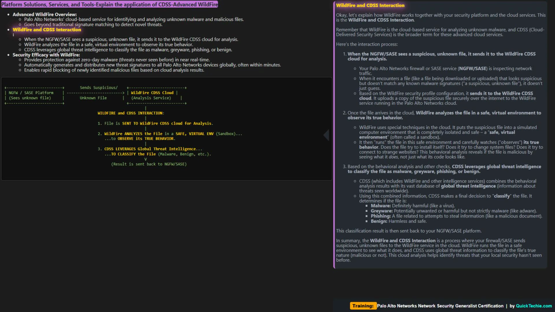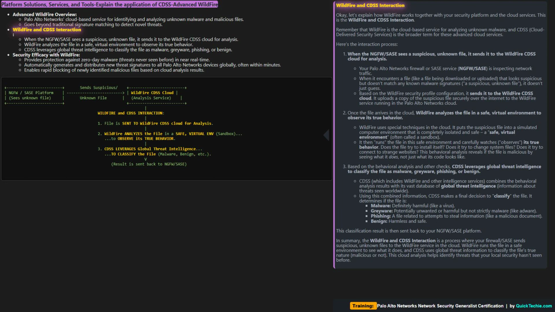When the NGFW, SASE sees a suspicious, unknown file, it sends it to the WildFire CDSS cloud for analysis. Your Palo Alto Networks firewall or SASE service, NGFW, SASE, is inspecting network traffic. When it encounters a file, like a file being downloaded or uploaded, that looks suspicious but doesn't match any known malware signatures, a suspicious, unknown file, it doesn't just guess. Based on the WildFire security profile configuration, it sends it to the WildFire CDSS cloud.